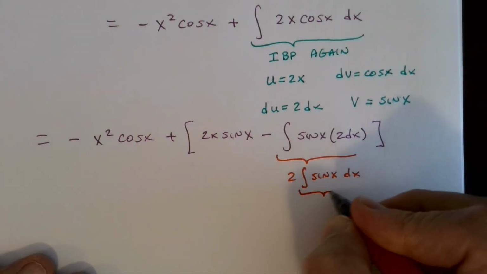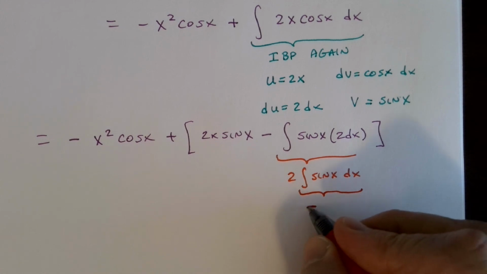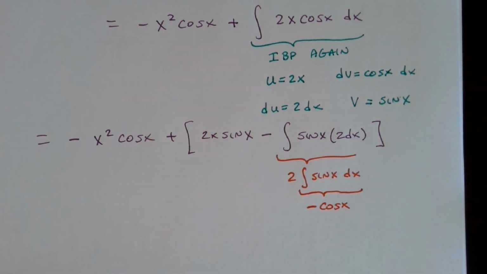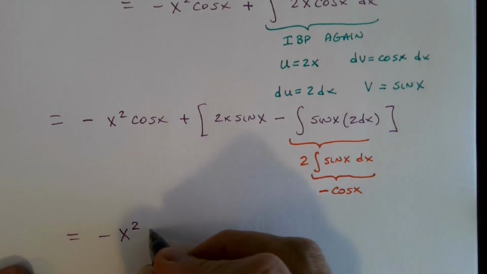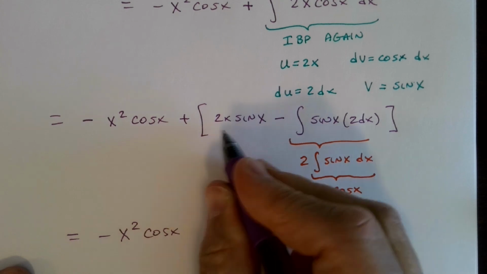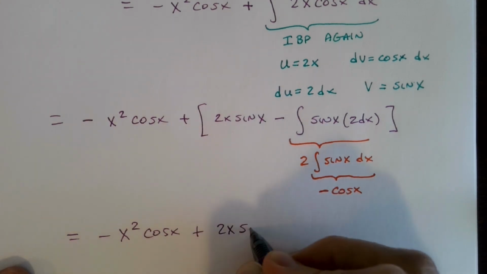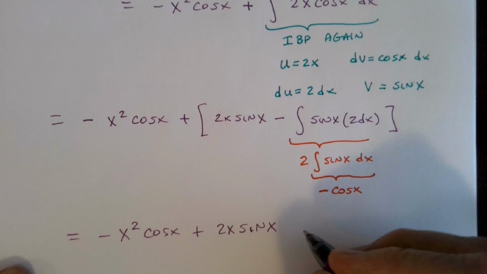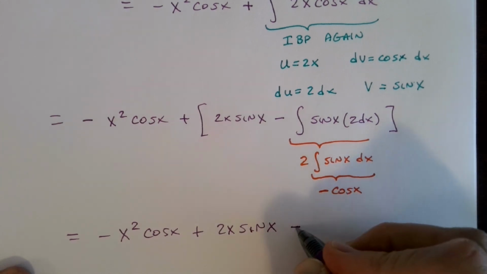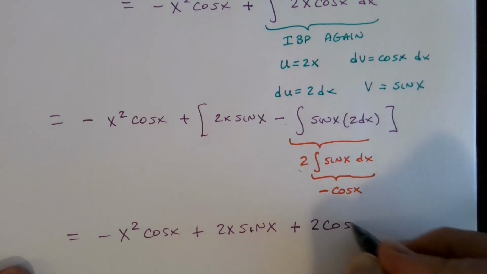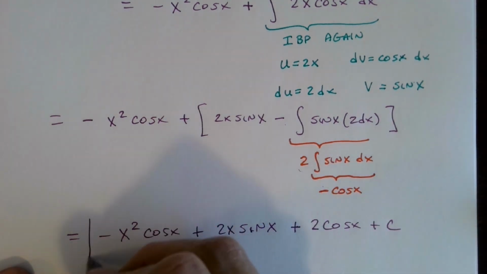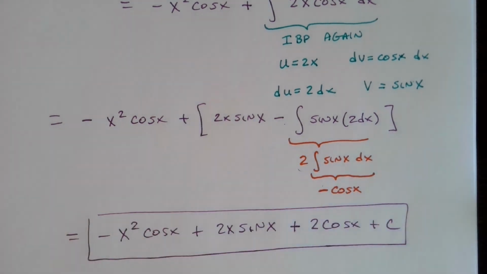The antiderivative of sine of x is what? Is negative cosine of x. And so cleaning this up, I get negative x squared cosine of x plus 2x sine of x, minus times minus plus, plus 2, all right, don't forget your 2, cosine of x. Okay, so you can see sometimes we have to do integration by parts again.